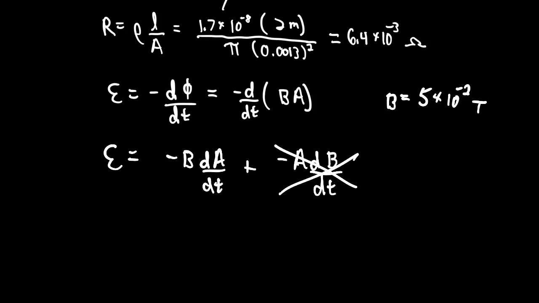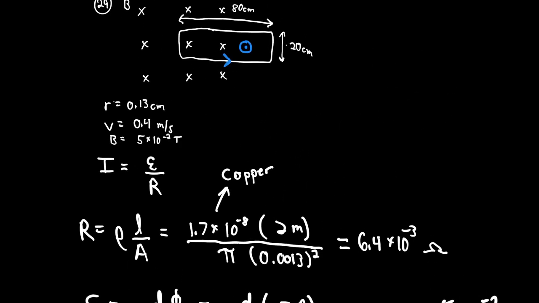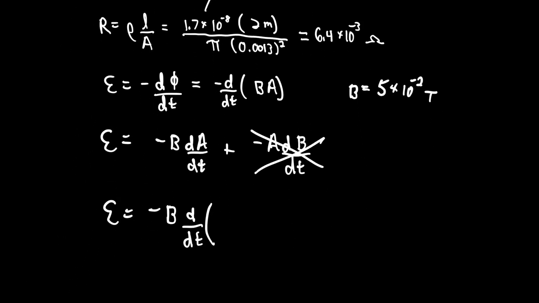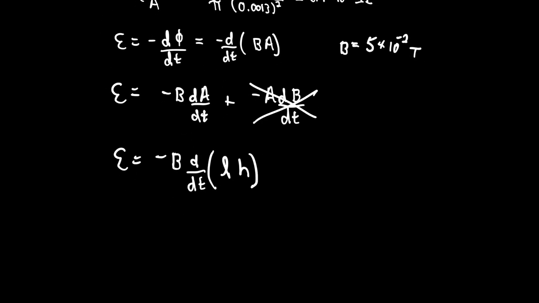Now I've got negative B times dA dt. Now dA dt is the area that's actually exposed to this magnetic field. Is that changing? I'm pushing this loop in, so that's what's changing. So EMF is now equal to negative B times d dt of the area. What is the area of this loop? What's the area of a rectangle? Length times width, or let's do length times height, because we've got it drawn a little differently, but same thing, length times height.